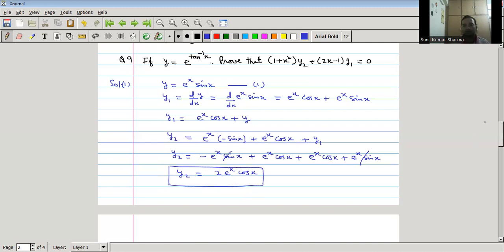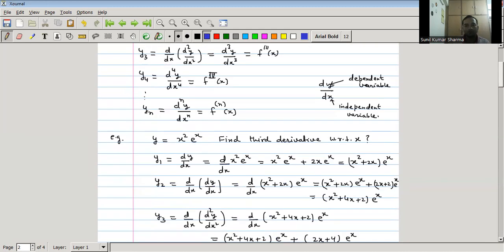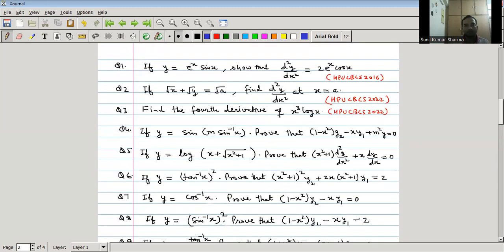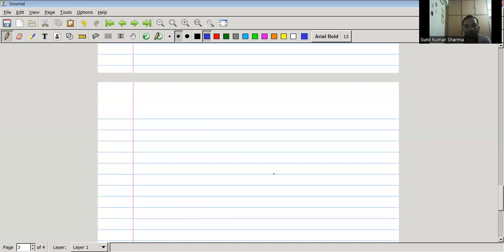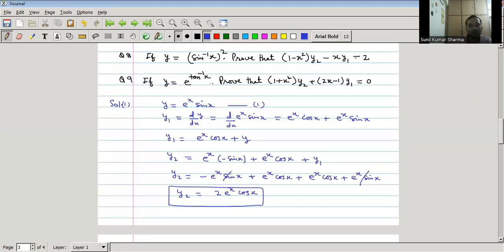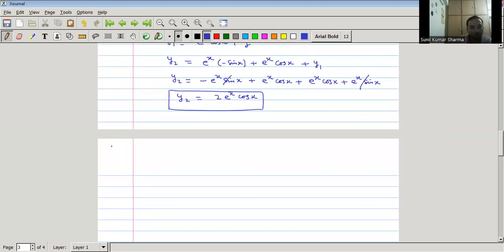Okay. So now we do question number 3. Find the fourth derivative of x cube log x. So this is the solution of the third part. So let y is equal to x cube log x. We have to find the fourth derivative of this y.